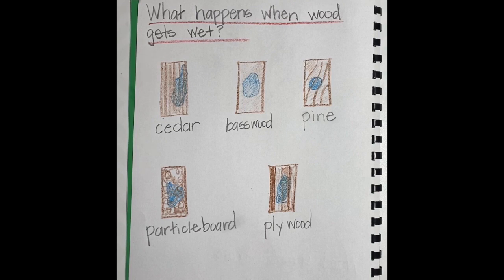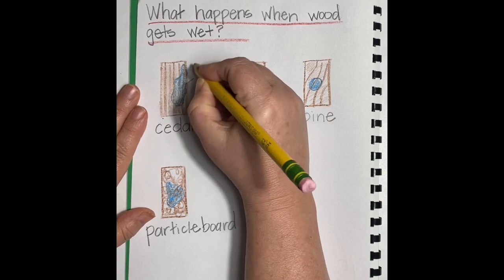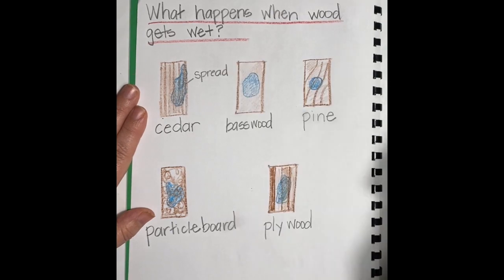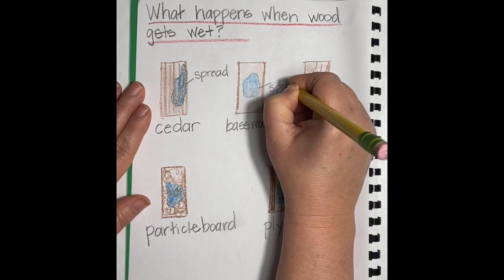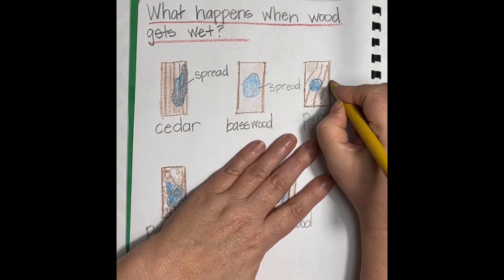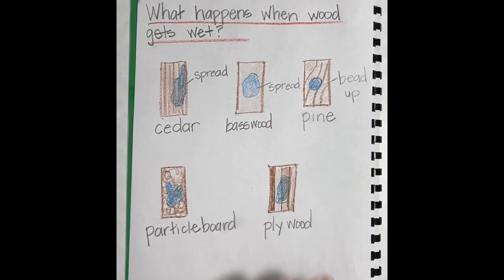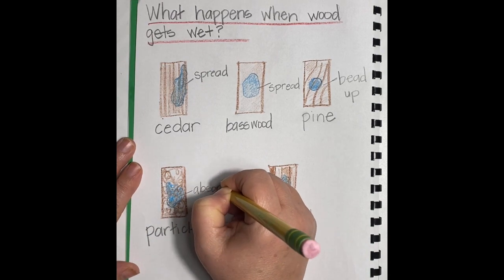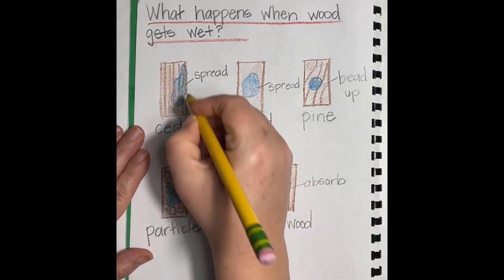Let's label each sample and what happened when the water was placed on it. The cedar spread out. The water on the basswood spread out. The water on the pine bead up. The particle board absorbed the water, and the plywood also absorbed the water.